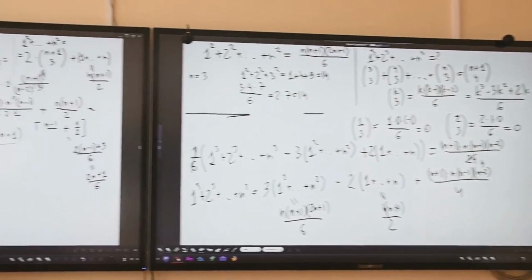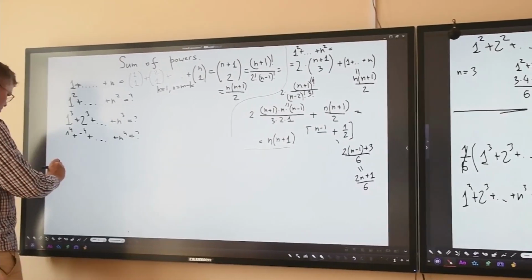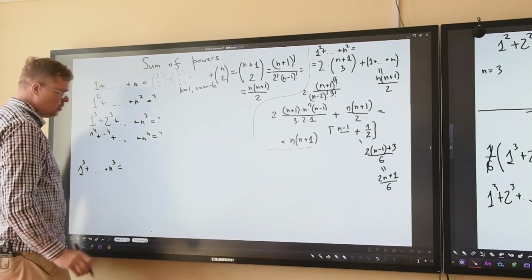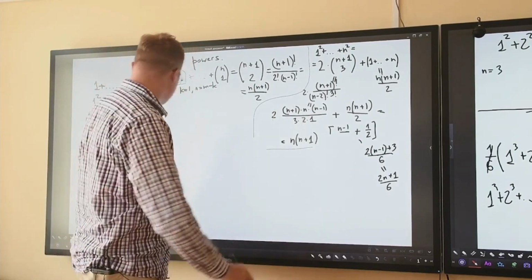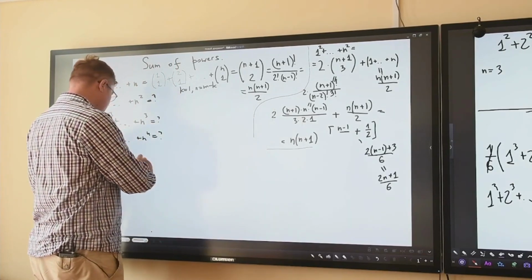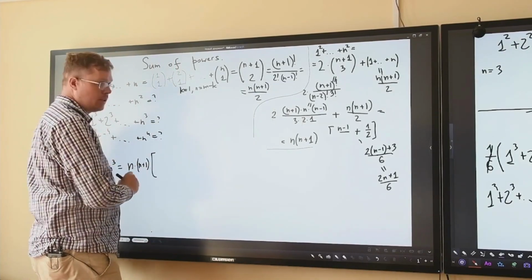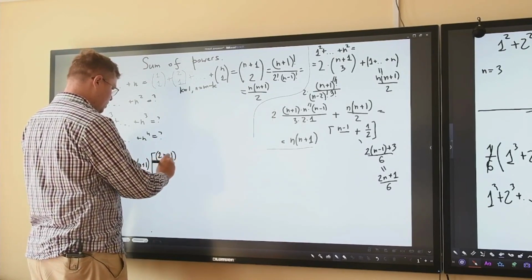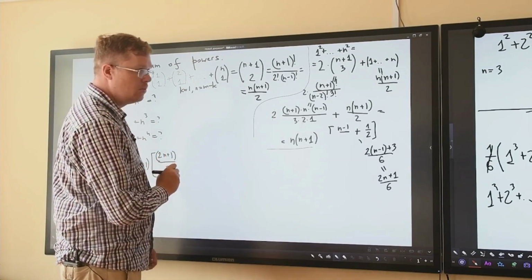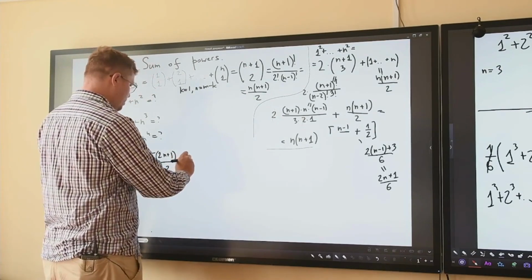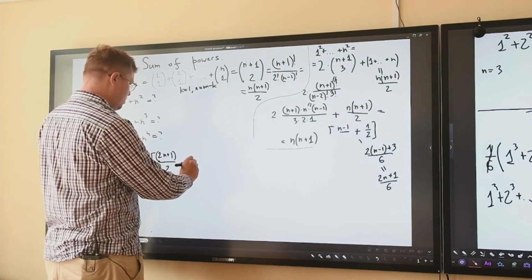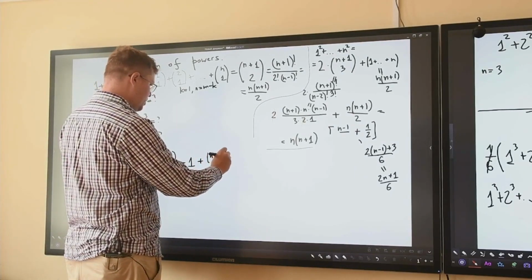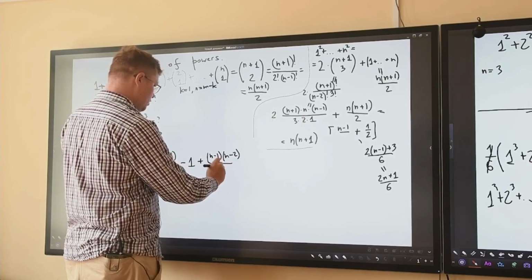So I have the sum of cubes is equal to n times (n plus 1), brackets open, (2n plus 1) over 2, minus 1, and plus (n minus 1)(n minus 2) over 4.